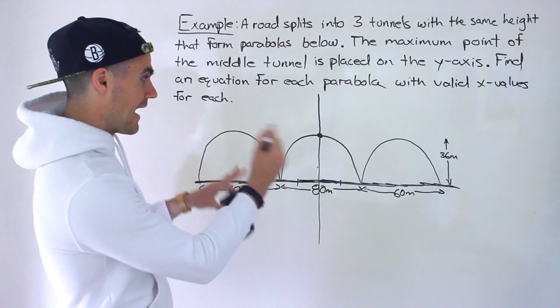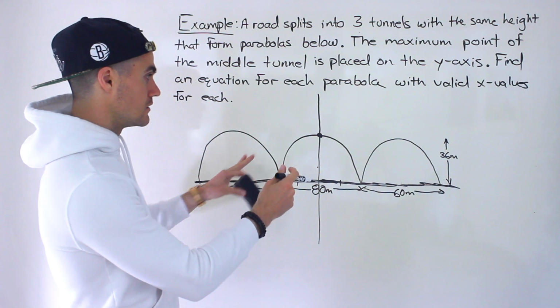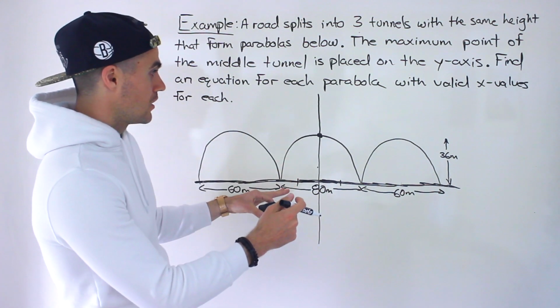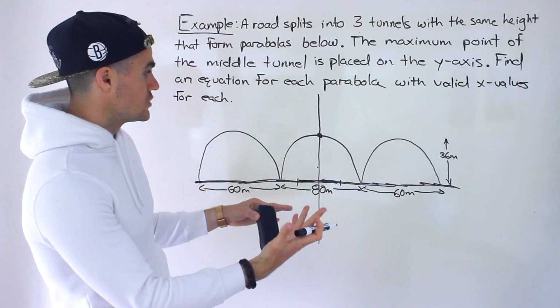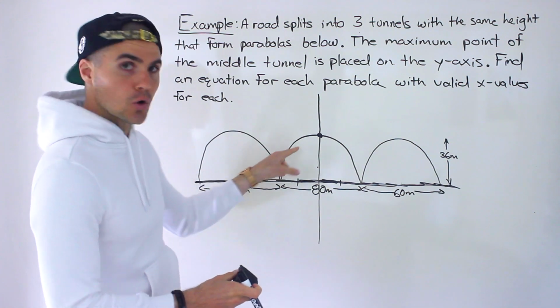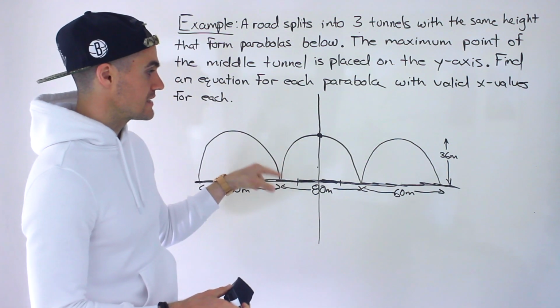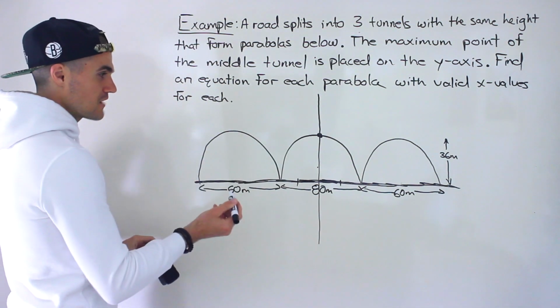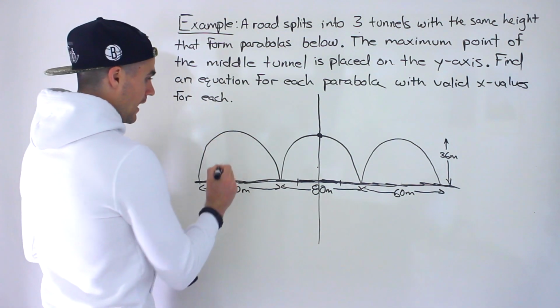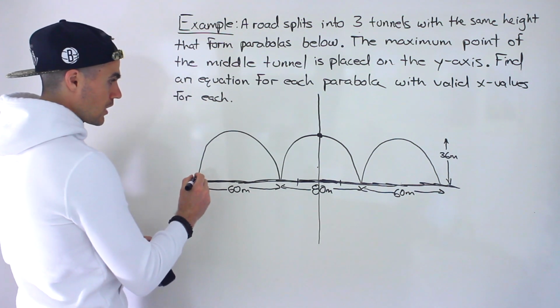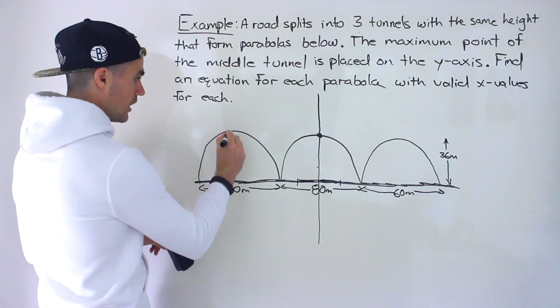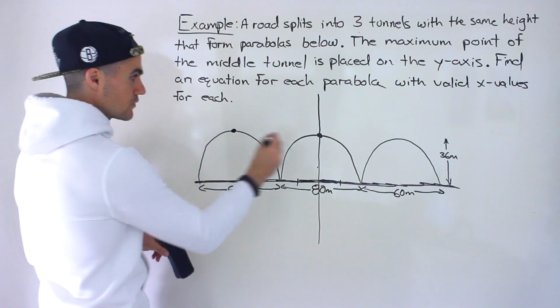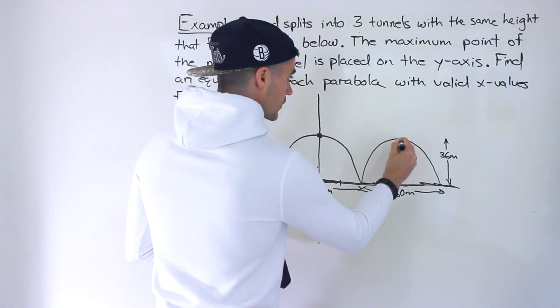And so now that we have everything on an actual graph, what we can do is find the equation because we can create coordinates for each of these. So that's the first thing I'm going to do. I'm going to create some coordinates over here because we have enough information to do so. I'm actually going to create coordinates for all of the maximum points. So over here, and then over here.